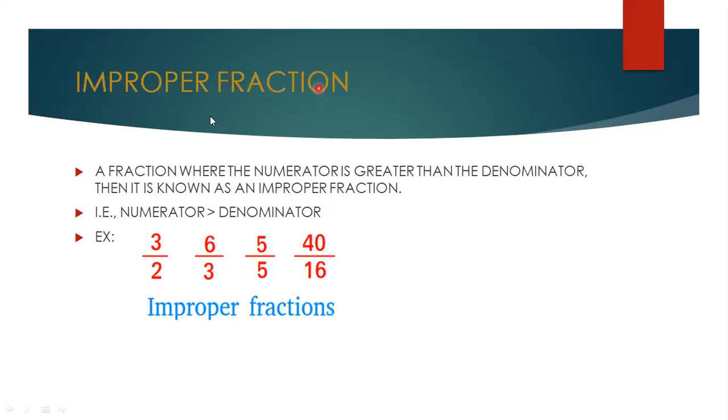Next is improper fraction. A fraction where the numerator is greater than the denominator is known as an improper fraction. Just opposite to proper fraction. In proper fraction, the numerator is small and the denominator is big. Here it is opposite. The numerator should be big and the denominator should be small. So that means the numerator is greater than the denominator. See the examples 3 by 2, 6 by 3, 5 by 5, 40 by 16. These are called improper fractions.